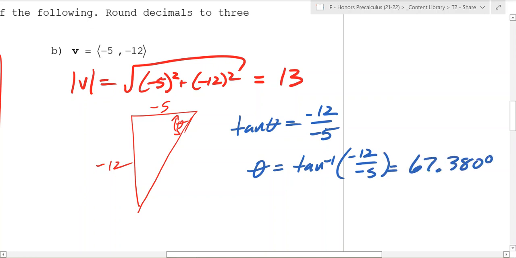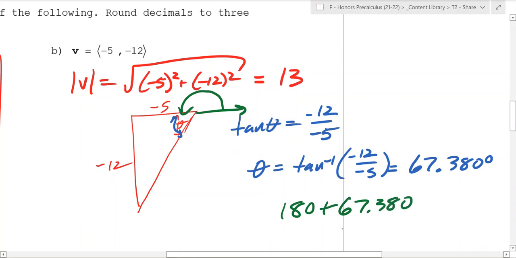67.38 degrees. Now this isn't the directional angle, it's this angle. The directional angle you want is from the positive x-axis, you want this. So what you need to do is 180 plus 67.38, which is going to be 247.38 degrees. This is just another way to do the same thing.